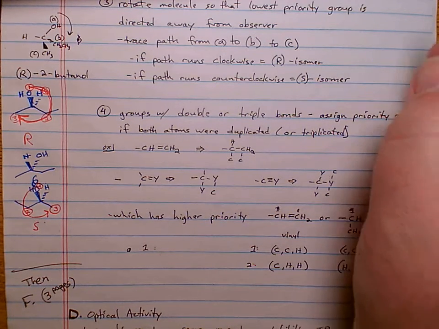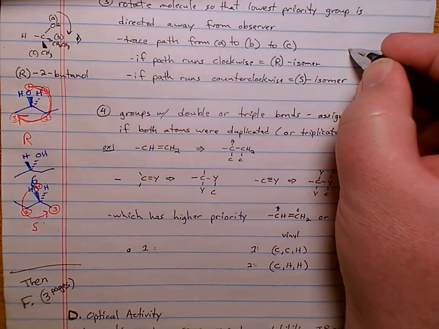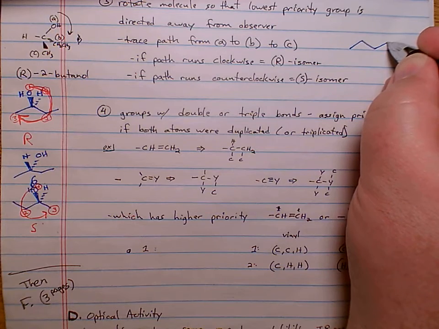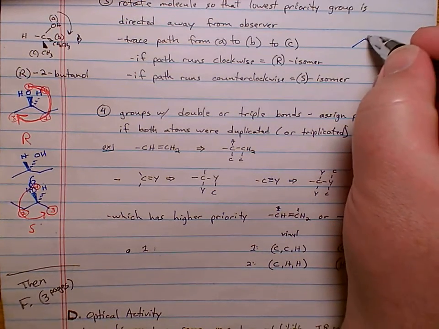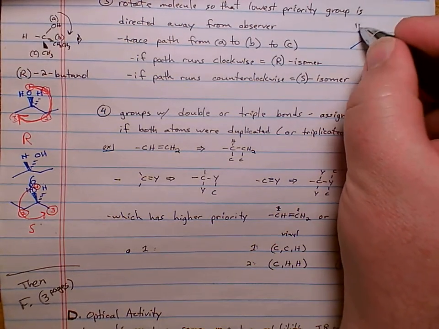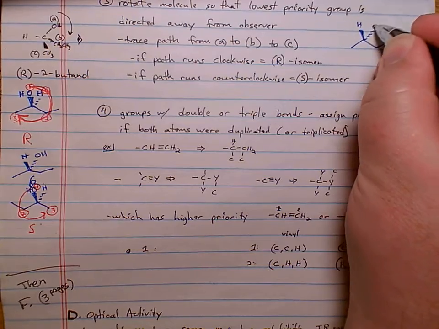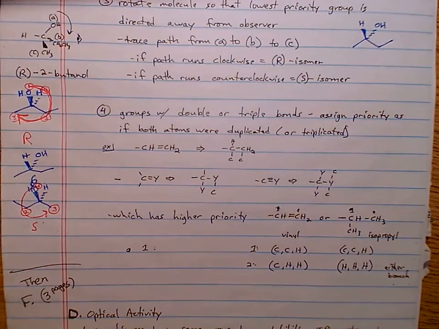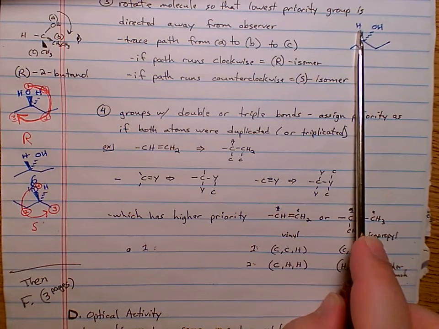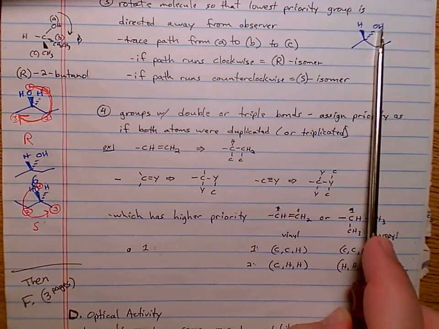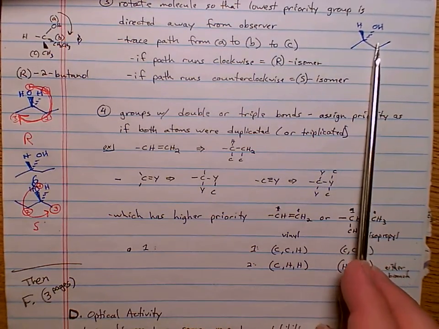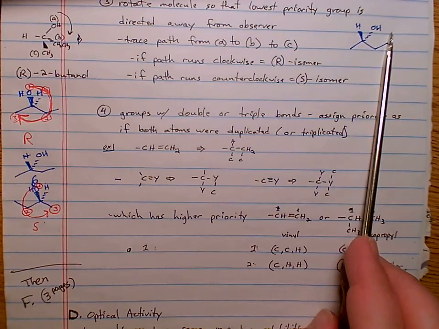What if you had this molecule, our R 2-butanol, we had 2-butanol. What if coming out at you was the hydrogen and going back was the OH? What if you realized, okay, group number 4 is actually coming out at me. Group number 1 is going away from me. I need to rotate this molecule to get this hydrogen to go backwards.